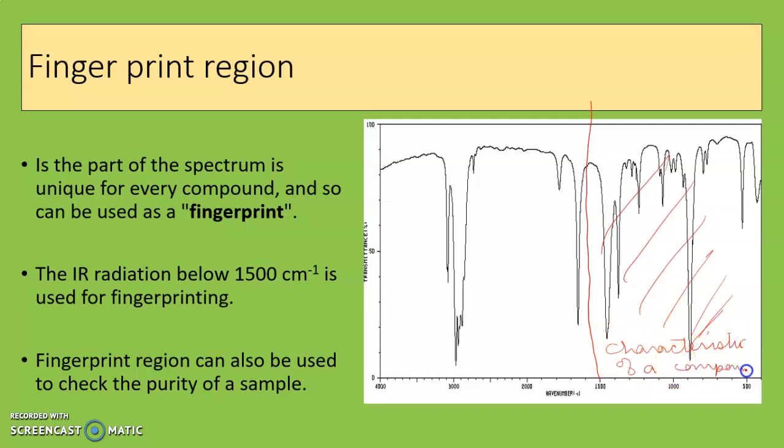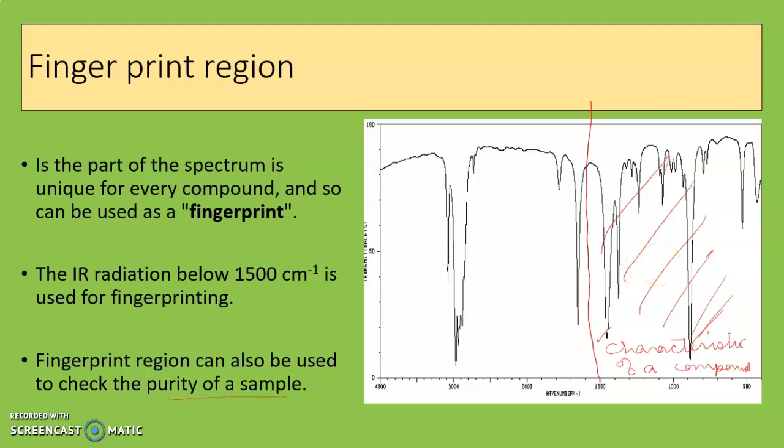So if you look at the data book, or if you've got a database of all the infrared spectra, you can match the fingerprint area to the infrared of that particular unknown sample, and you can check it. We can also use that area to check the purity of the sample. So if the sample is pure, you will get the exact fingerprint in that infrared spectrum. However, if it is impure, you will get some other peaks here as well due to the impurity that's present in the sample.